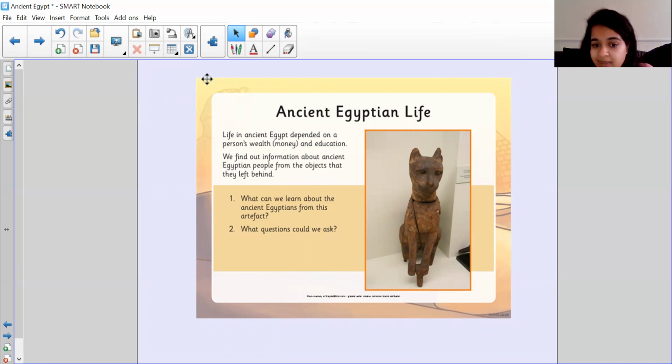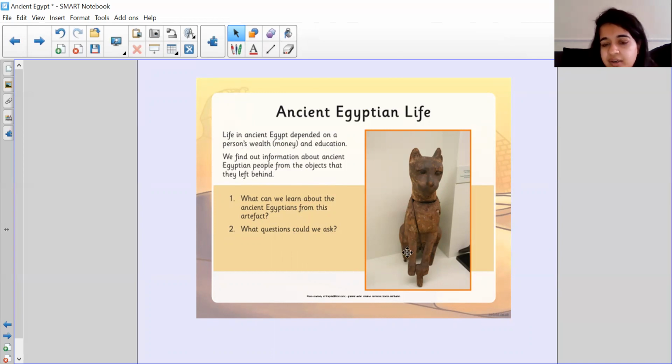Now, I know I haven't taught you anything about it, but I just want you to make a guess about what could possibly have happened, all right? Which means there's no right answers and there's no wrong answers. It is just what you think may have happened, all right? Life in ancient Egypt depended on a person's wealth and education. We find out information about ancient Egyptian people from the objects that they left behind.